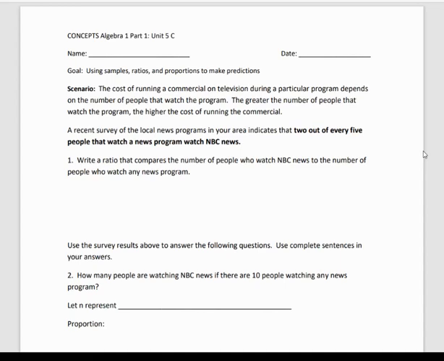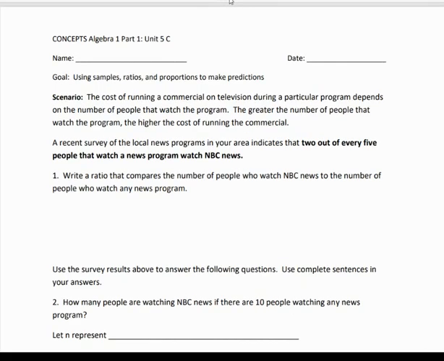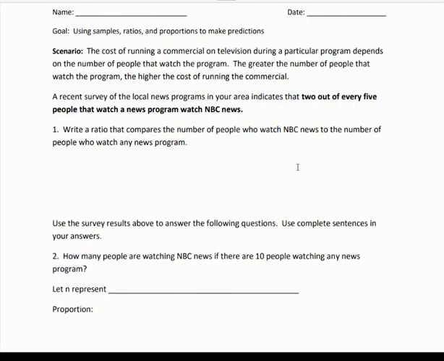So let's look at 5C. Remember, if you don't have the hard copy, please just stay organized on lined paper. Our scenario says the cost of running a commercial on television during a particular program depends on the number of people that watch the program. The greater the number of people that watch the program, the higher the cost of running the commercial.